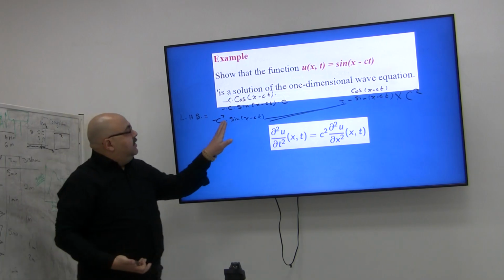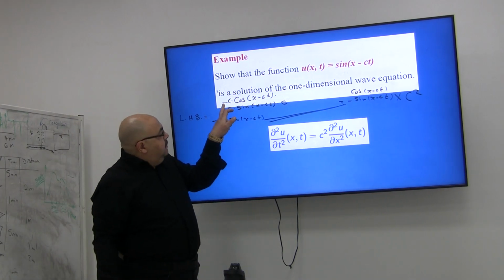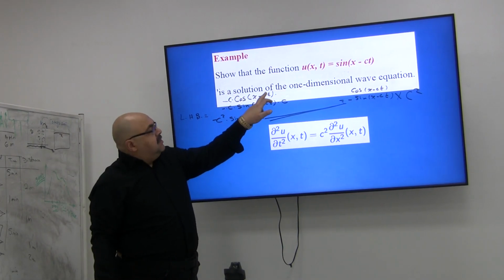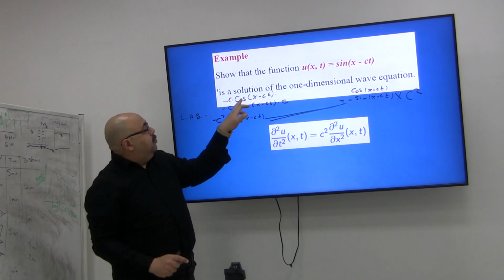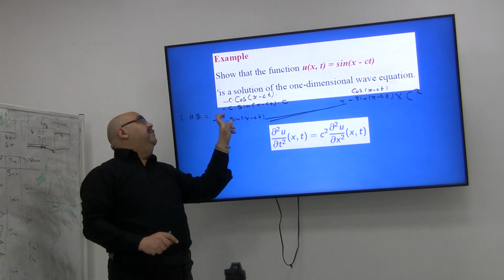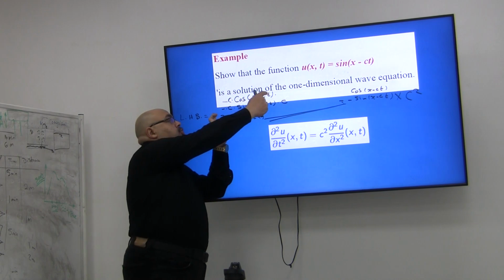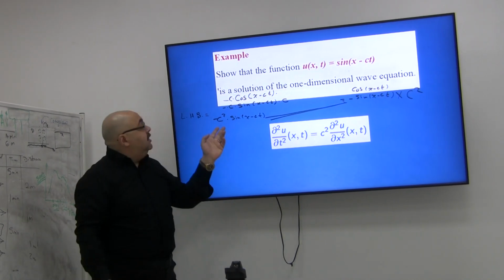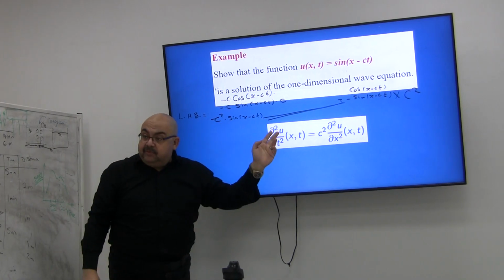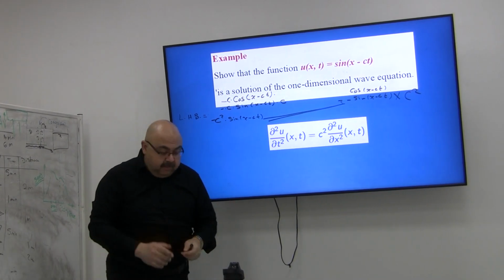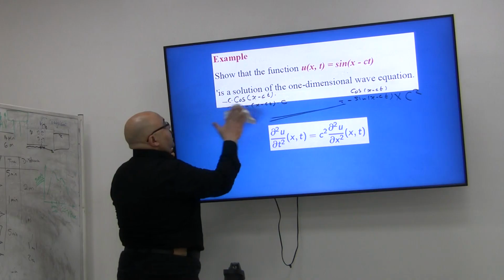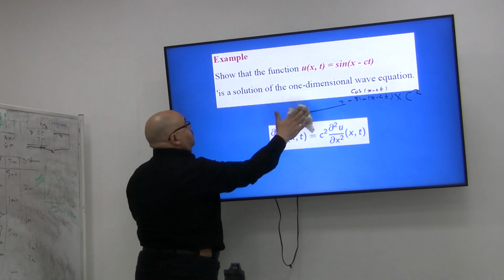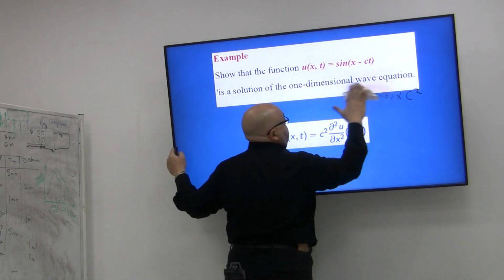Why is the sign negative? This is negative c cosine of x minus ct. Once you differentiate once more, the cosine will be a negative sine, and also t will give you negative c. So they will cancel each other, so still the value will be negative. This is how to prove it. It's really very simple. It's a direct application of how to take the derivative, as you can see.